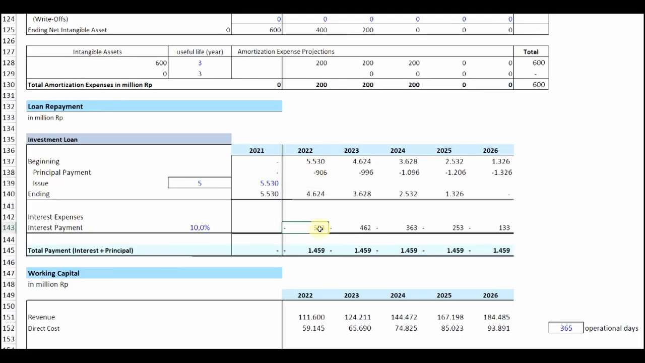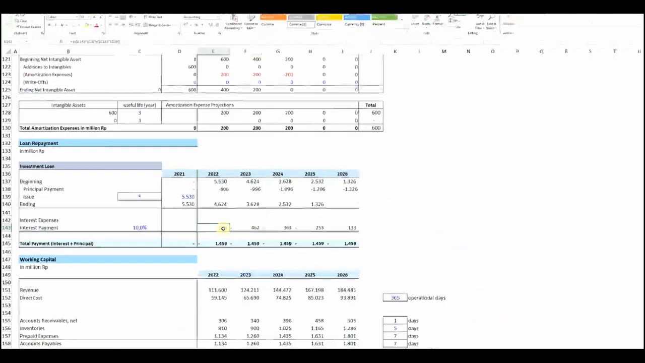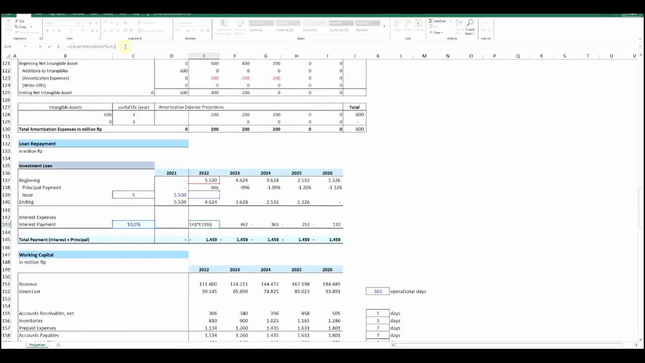Then here we have the interest cost calculation. I calculated it in a simple way to make it easy to understand, which is interest rate times remaining principal. You guys can also use the IPMT formula. The result will still be the same.